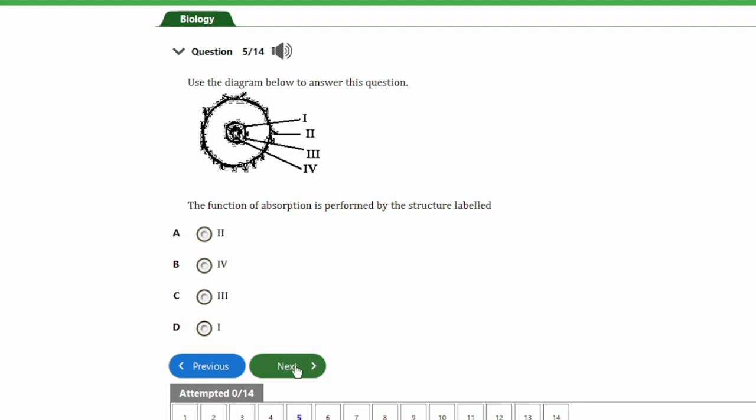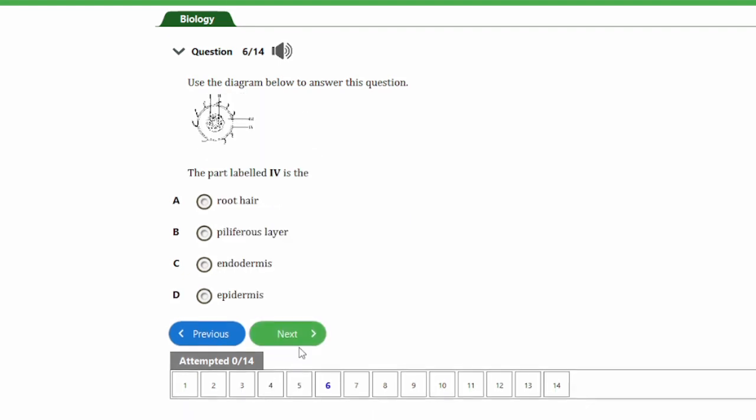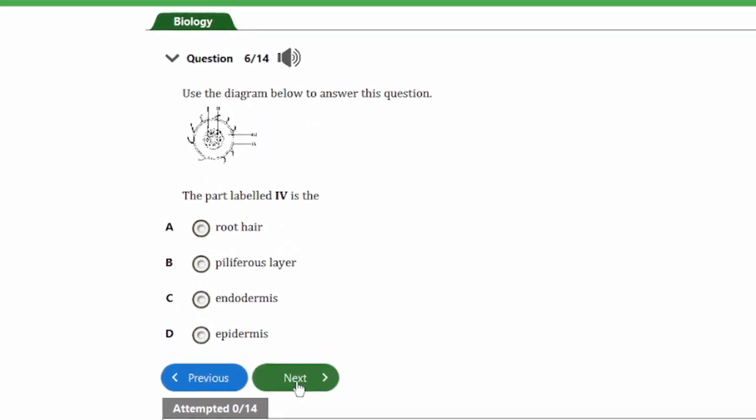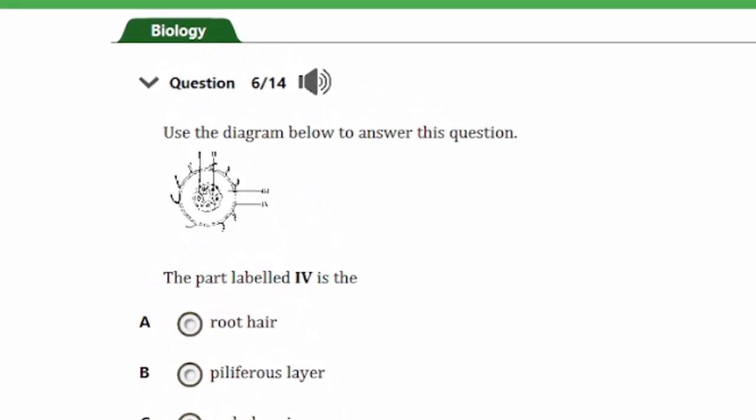The question says, the function of absorption is performed by the structure labeled A, II, B, IV, C, III, D, I. So guys, the answer to this question is option A, that's II. The function of absorption is performed by the part labeled II, and that's the root hair. So guys, the next question is question number 6 here. We also have a diagram to answer with.